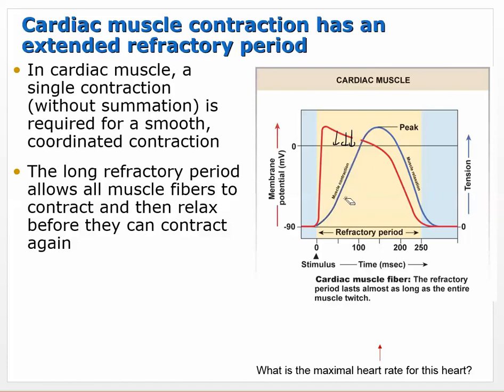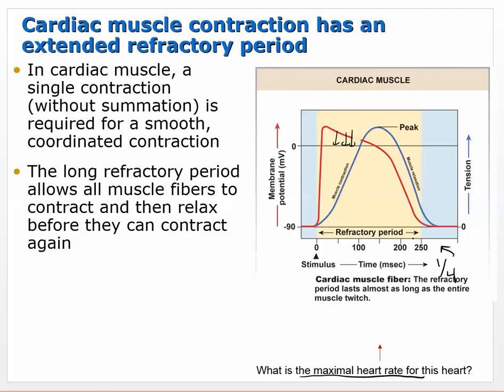Just a little note to see here. I have this little question down here: what is the maximal rate for this heart? Well, the refractory period lasts 250 milliseconds, or a quarter of a second, assuming 1,000 milliseconds in a second. So if that's a fourth of a second, that means the maximum this heart can beat is about 4 times per second, which is about 240 beats per minute. So that means you do have a maximum heart rate.